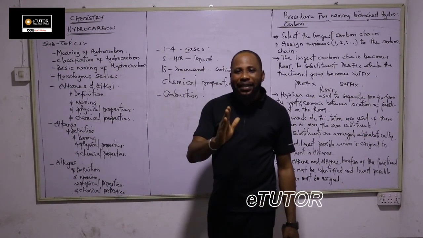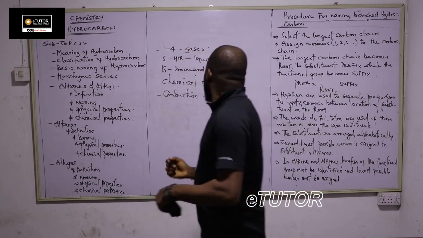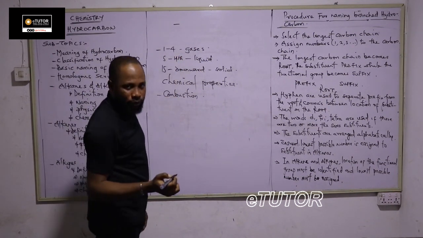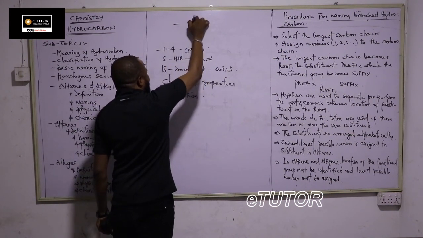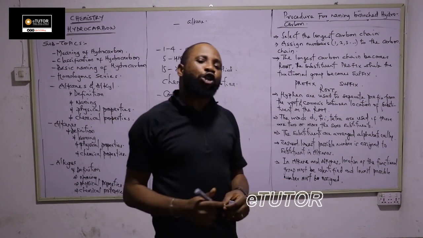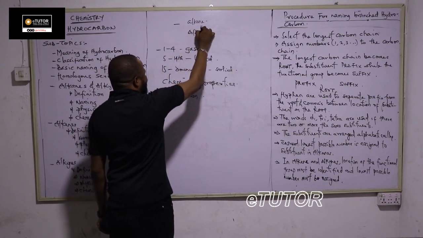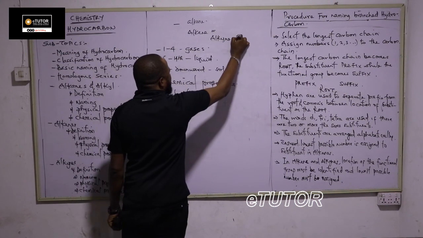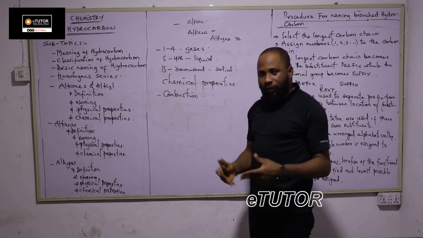Based on that type of bonds, all hydrocarbons are divided into 2. We have saturated hydrocarbon and unsaturated hydrocarbon. Saturated hydrocarbon are hydrocarbon with single bond between the carbon atoms. Example of saturated hydrocarbon is alkane. While unsaturated hydrocarbon are hydrocarbon with double or triple bond between the carbon atoms. Example, alkenes with double bond and alkyne with triple bond. So, all hydrocarbons burn in the presence of oxygen, they all undergo combustion.